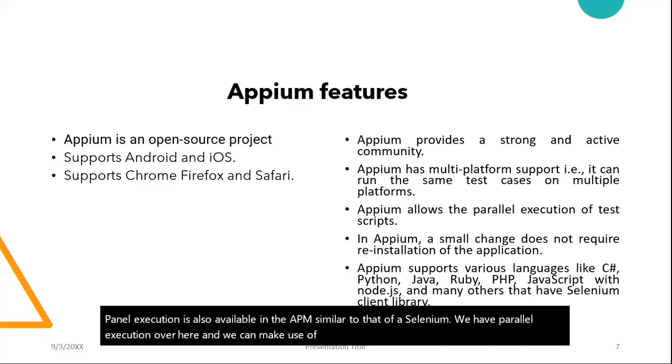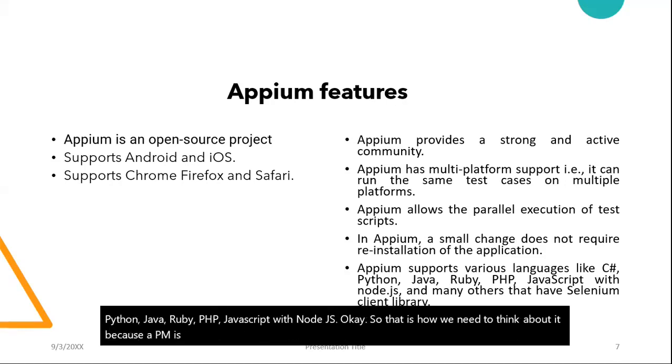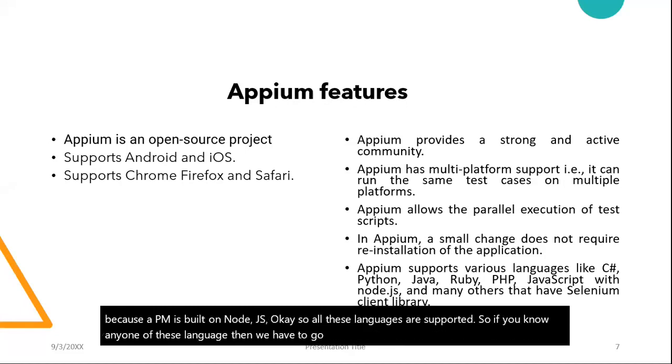Appium supports various languages like C Sharp, Python, Java, Ruby, PHP, and JavaScript with Node.js. That is how we need to think about it, because Appium is built on Node.js. So all these languages are supported. If you know any one of these languages, then we are good to go with Appium.